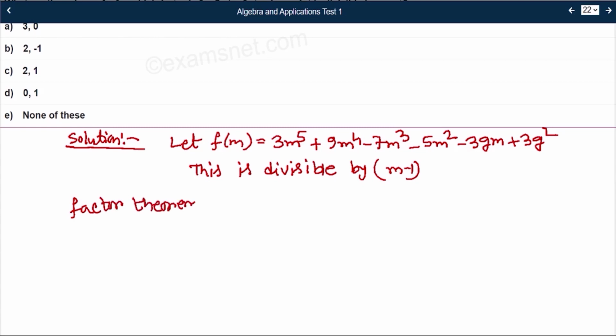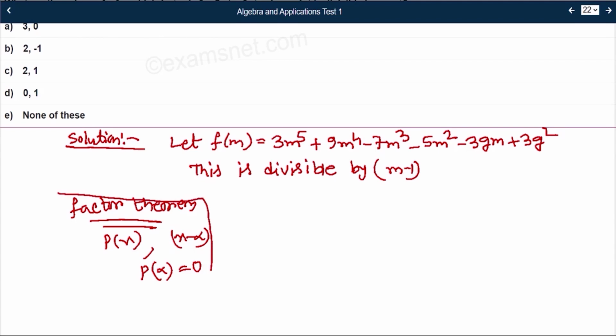Factor theorem. What does it say? Let's say there is a polynomial p of x, and that p of x is divisible by the factor x minus alpha. Then we can say that p of alpha would give us the value 0. This is what the factor theorem states.